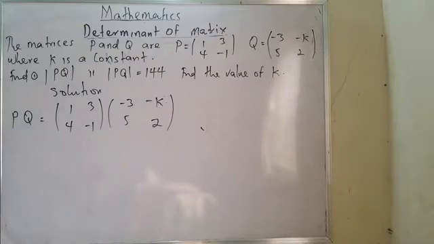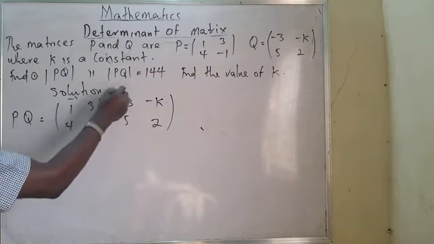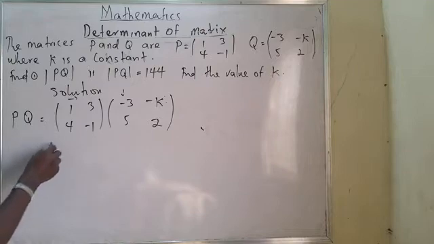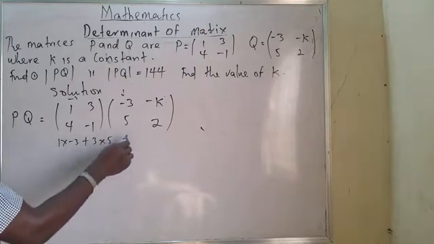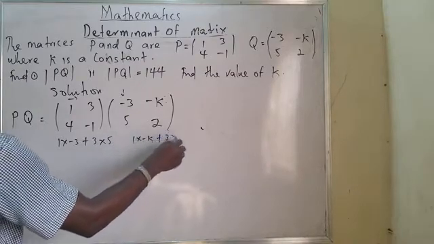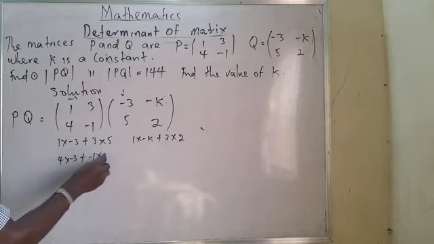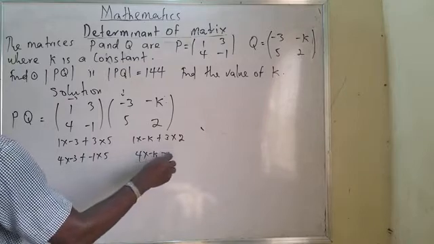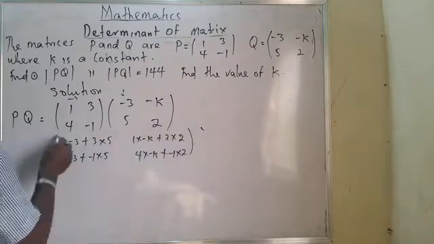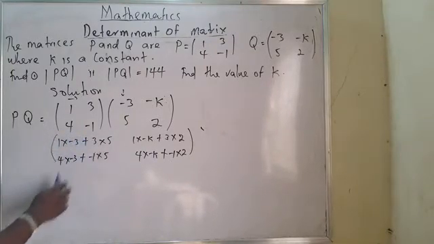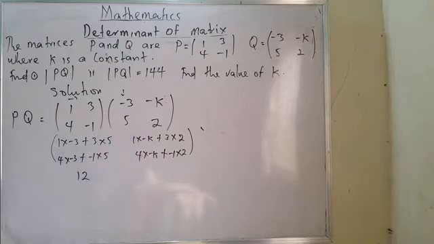Now, if I have something like this, I will multiply this way and this way, like this and like this. It means I will have 1 multiplied by minus 3 plus 3 multiplied by 5, and 1 multiplied by minus k plus 3 multiplied by 2. The next row will be 4 multiplied by minus 3 plus minus 1 multiplied by 5, and 4 multiplied by minus k plus minus 1 multiplied by 2. Now, that is what I mean: minus 3 plus 15 will be 12, and minus k plus 6, and there's nothing you can do to that one.